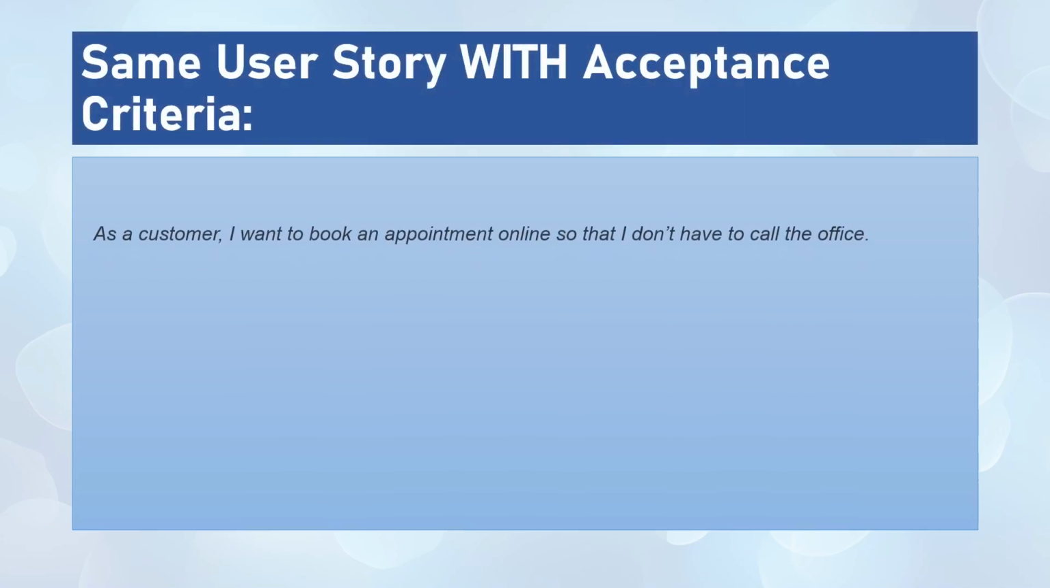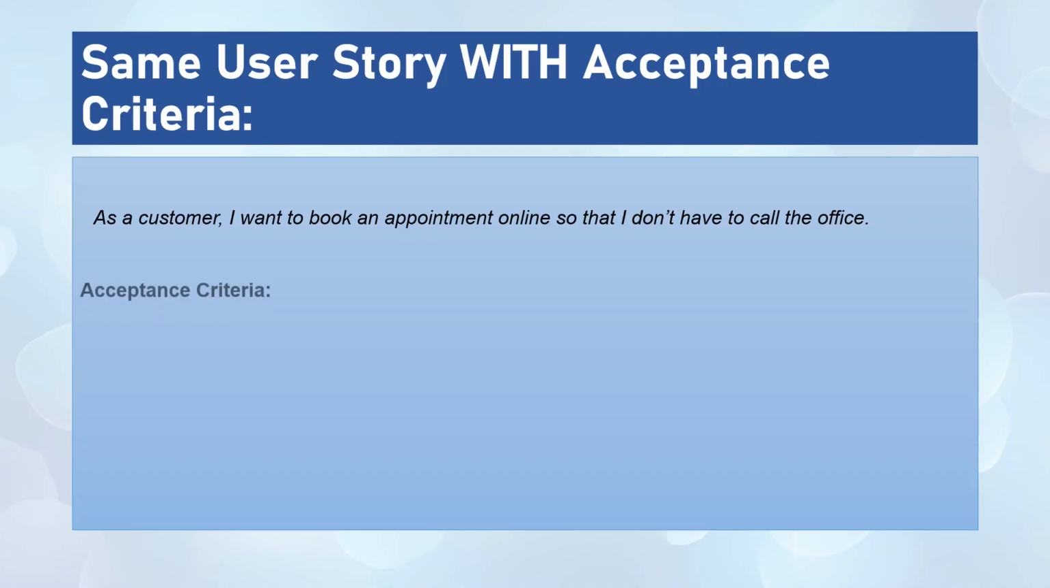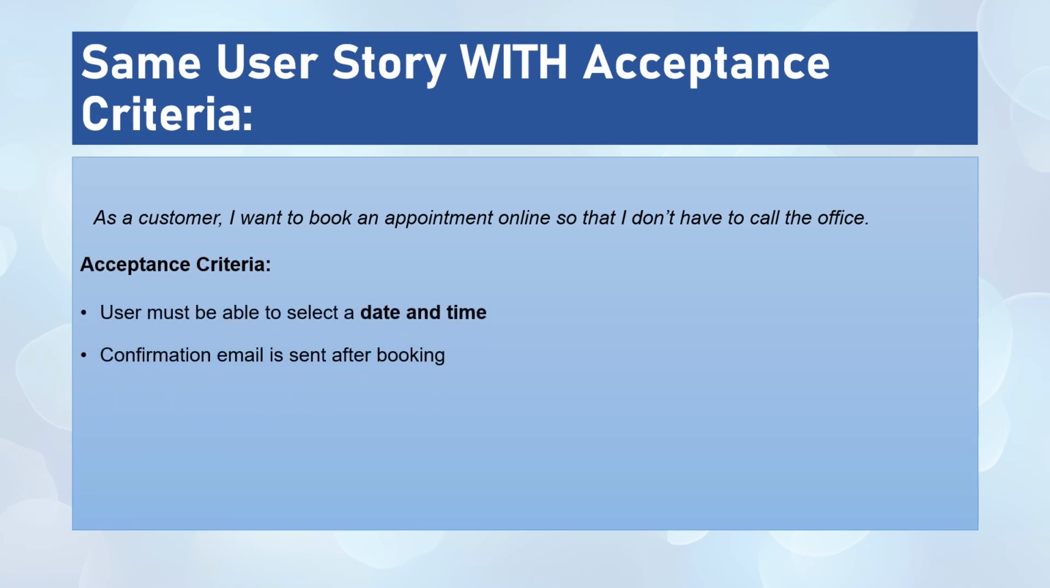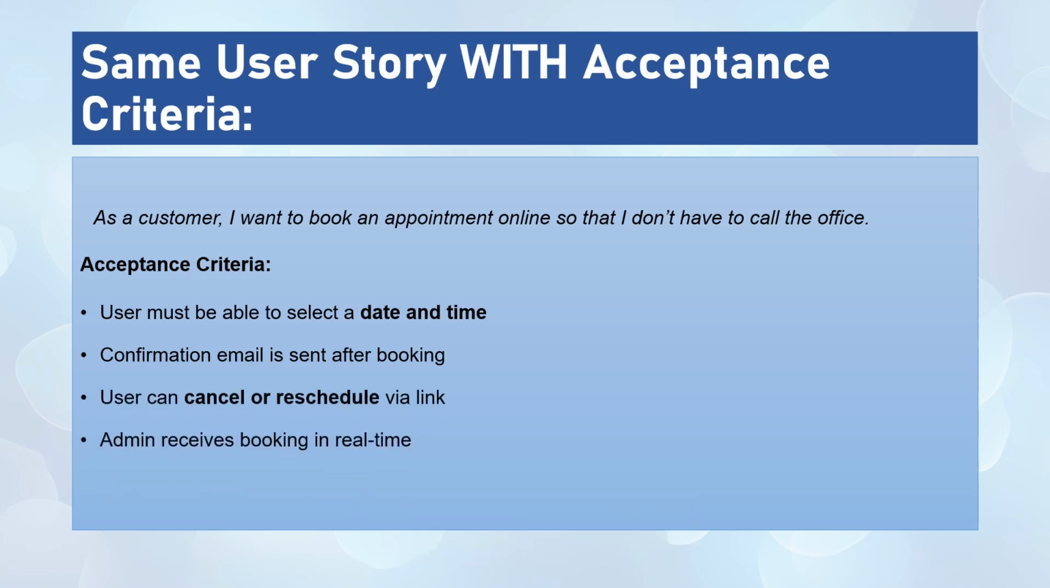So let's examine that same user story, but this time with acceptance criteria. Remember that the user story is, as a customer, I want to book an appointment online so that I don't have to call the office. But let's have acceptance criteria this time. So: user must be able to select a date and time. Confirmation email is sent after booking. User can cancel or reschedule via link. Admin receives booking in real time. Time slots update dynamically to prevent double bookings.